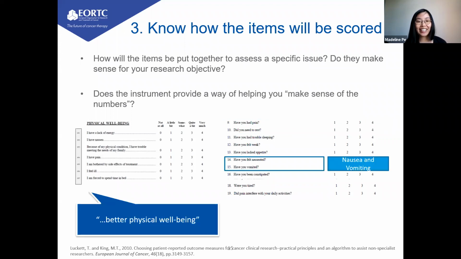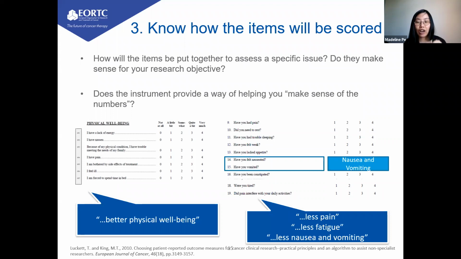But they differ in how they will be interpreted. So in the FACT measure, pain, fatigue, and nausea and vomiting will be combined together with other items to measure what they call a general physical well-being issue. So the conclusion when you use these items will be about better or worse physical well-being.